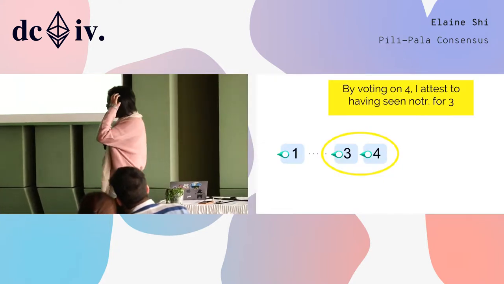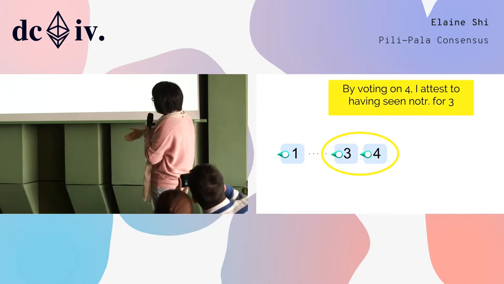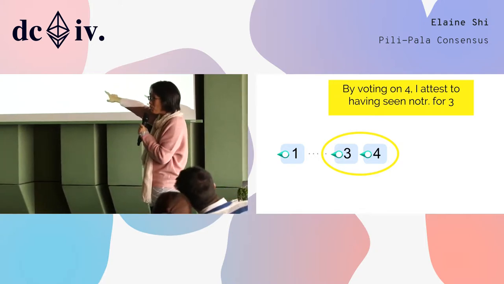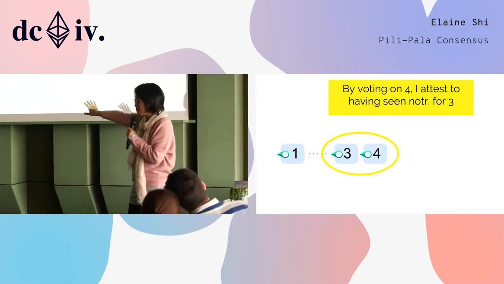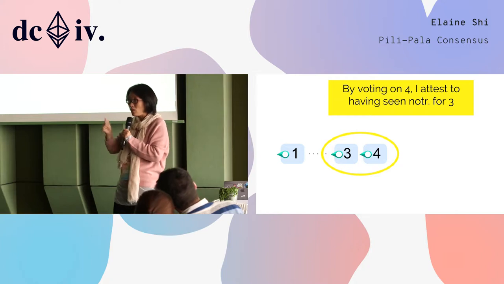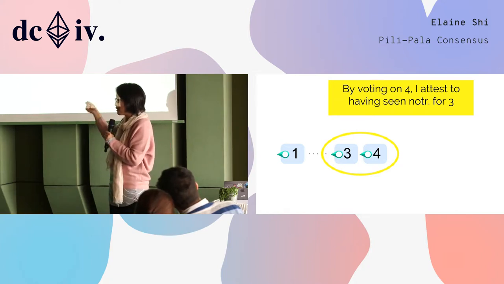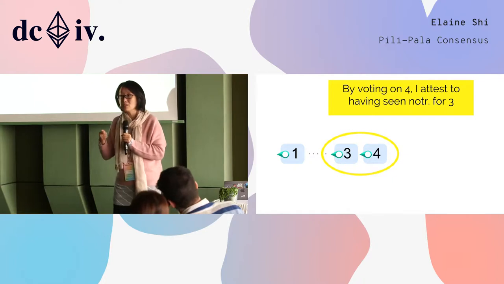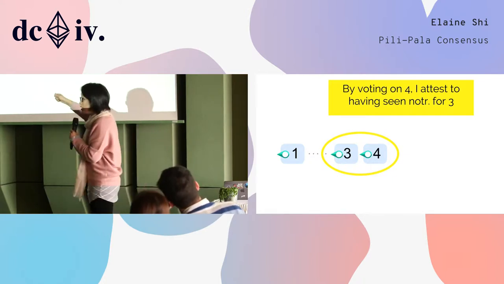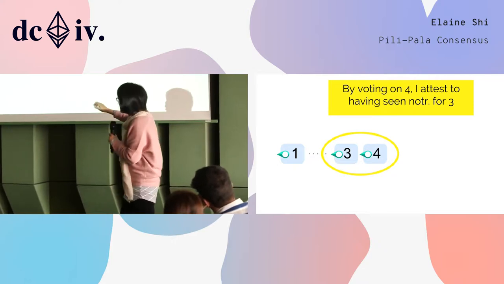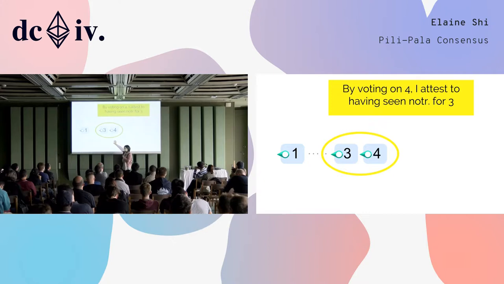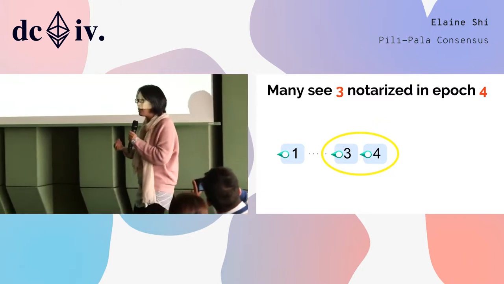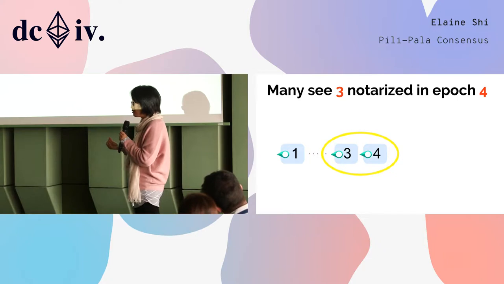In fact, we can do this also very simply. So imagine we have 2 consecutive blocks, in this case 3 and 4, and I've seen both of them notarized. So remember, the honest nodes are only going to vote for block 4 if they have seen notarization for 3, right? I must see the notarization for the parent before I vote for the block. So this means by voting for 4, I'm also attesting to the fact that I've seen notarization for 3 in epoch 4. So whenever I see this pattern, 2 consecutive blocks getting notarized, I can draw the conclusion that many honest people must have seen a notarization for 3 in their epoch 4. Not only have they seen the notarization, they see it very fast. They see it in epoch 4.